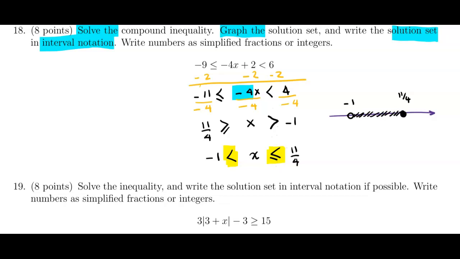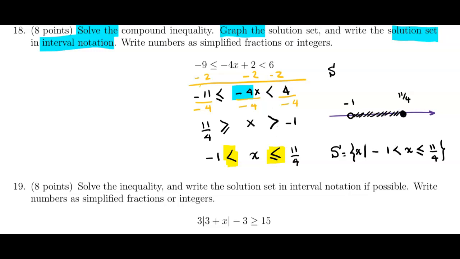All right. Now, the graph is done. The set builder notation, so the solution set, how can I rewrite it? It is the set of x's. You put the condition, such that, and you write the inequality as it is, -1 less than x less than or equal to 11/4. All right. And finally, the interval notation, I think you can see it already on the graph.